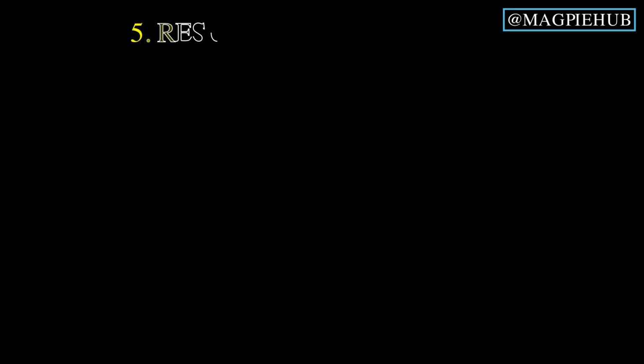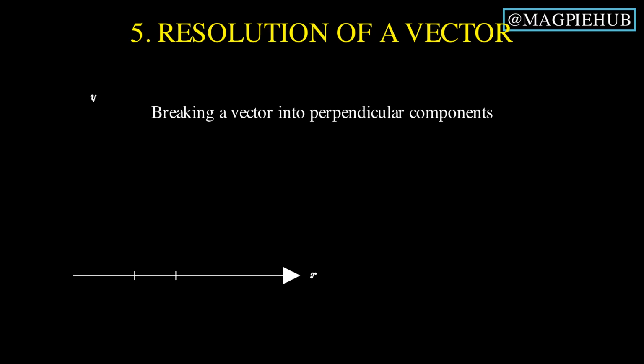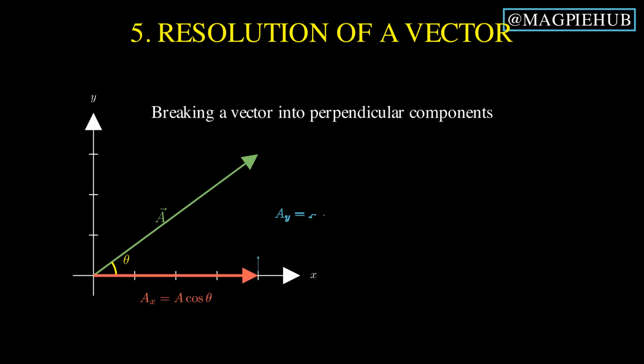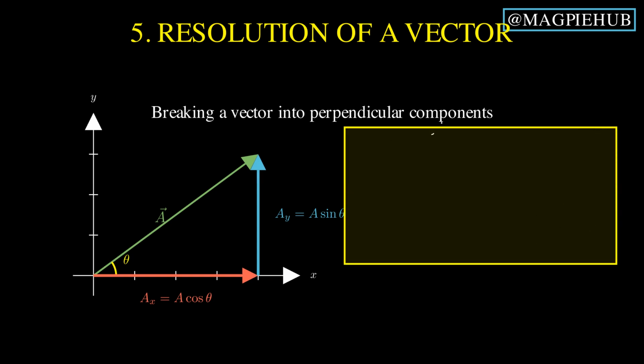Resolution of a vector means breaking it into perpendicular components, usually along x and y axes. The horizontal component ax equals a cos theta. The vertical component ay equals a sin theta. These formulas are extremely important for NEET. Here are all the important resolution formulas. The magnitude can be found using Pythagoras theorem, and the angle using inverse tan of ay over ax.